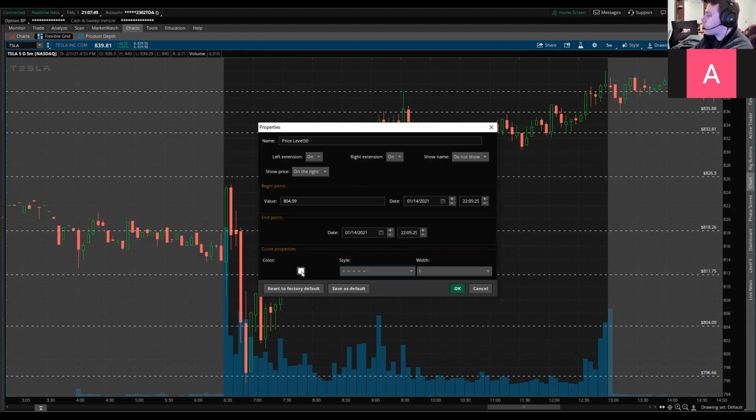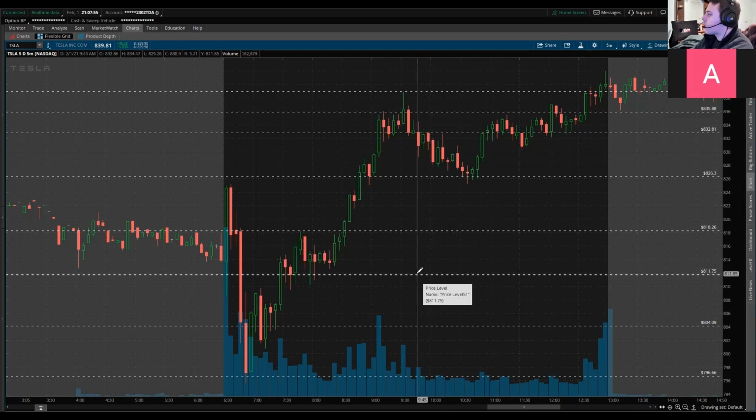And I think the default color is red, but you want to change it to white because it just looks easier on the chart. And then hit OK. That's how you save that.